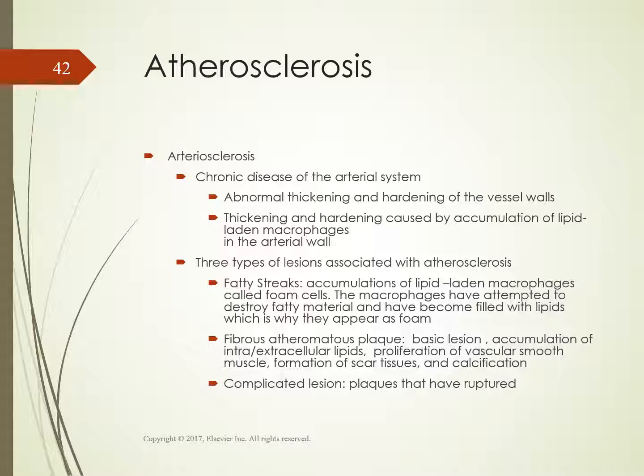There are 3 types of lesions associated with atherosclerosis. There are fatty streaks, the accumulation of lipid-laden macrophages called foam cells. The macrophages have attempted to destroy fatty material and have become filled with lipids, which is why they appear as foam. There's the fibrous atheromatous plaque, a basic lesion with accumulation of intracellular and extracellular lipids, proliferation of vascular smooth muscle, formation of scar tissue, and calcifications. A complicated lesion is a plaque that has already ruptured.